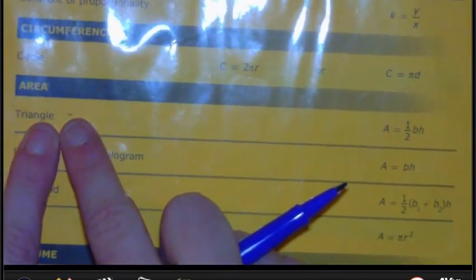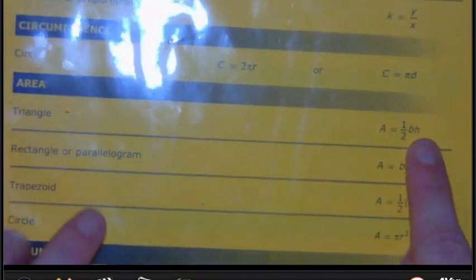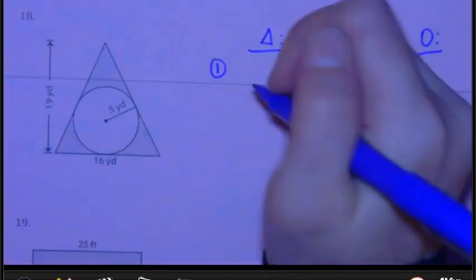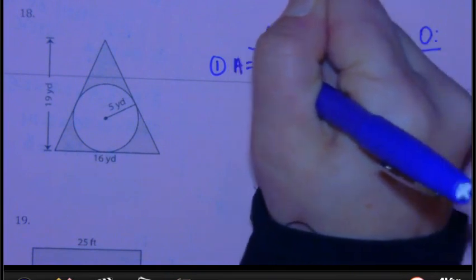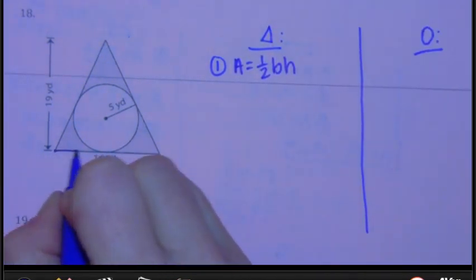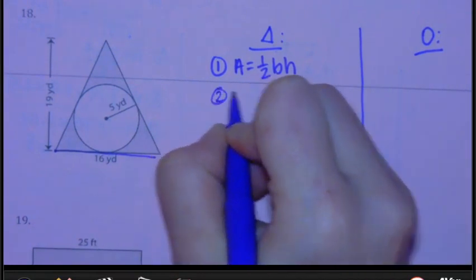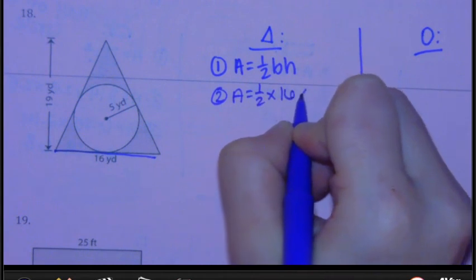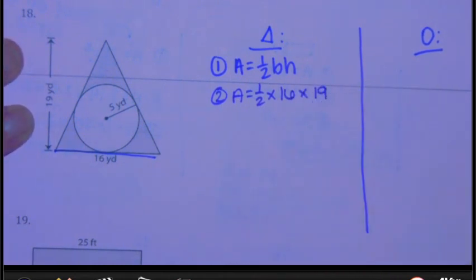All right, so let's go back to our reference sheet. I found triangle, and I'm going to look up the area of our triangle is 1/2 b times h, or 1/2 base times the height. So area is equal to 1/2 bh. The base of my triangle is 16. So area is equal to 1/2 times 16 times the height is 19.